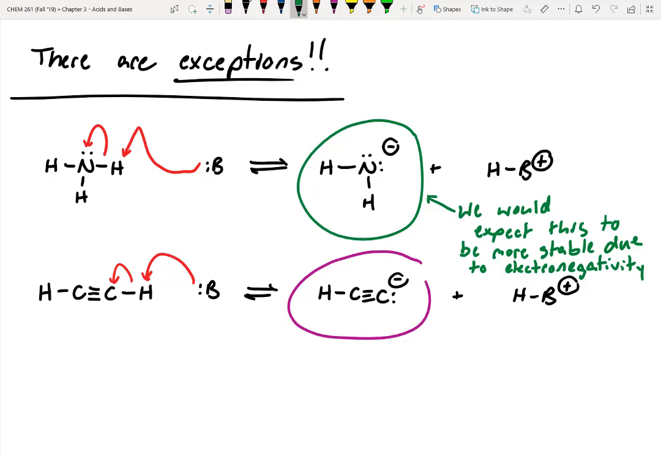It's actually not the case. Experimentally, when we do this, we would see that it's actually the reverse. This molecule down here is, I believe, about 10 orders of magnitude more acidic than the one on top. So in this case, orbitals actually override electronegativity. Students get really, really frustrated.